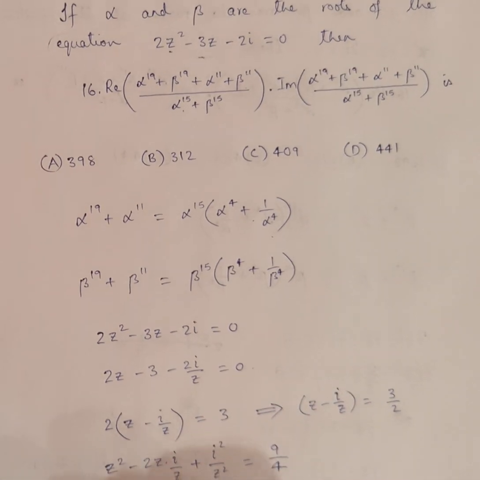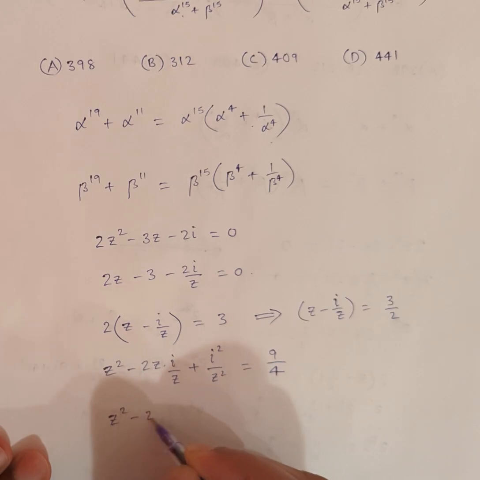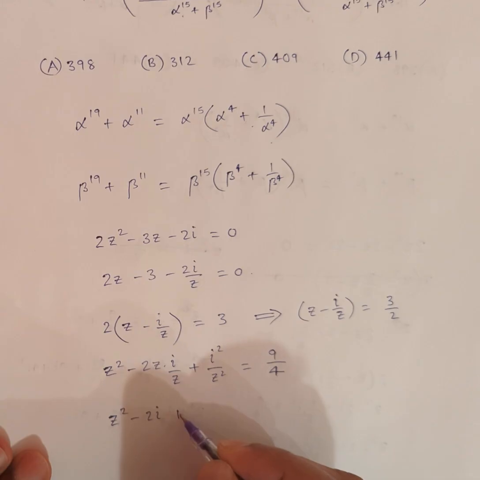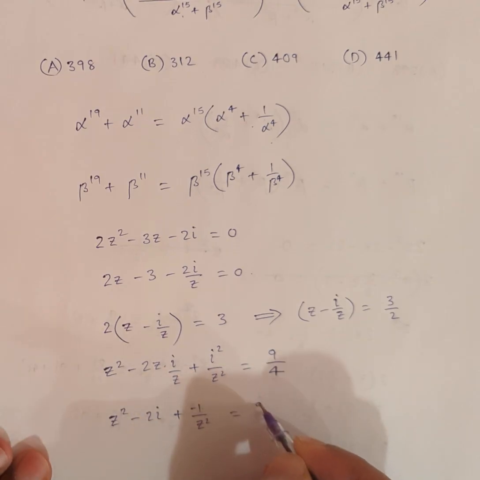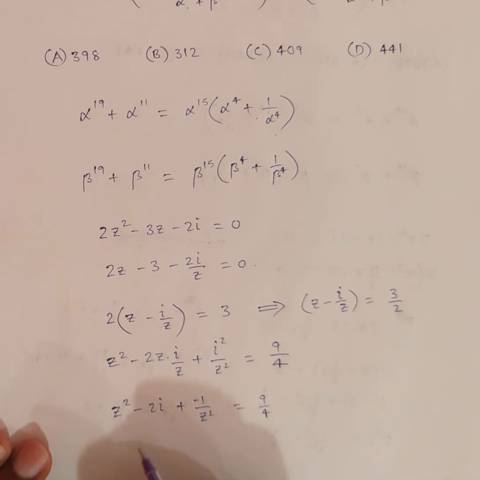So this way it simplifies to z squared minus 2i plus i squared over z squared. I squared is negative 1, so I can write z squared minus 2i minus 1 over z squared equal to 9 over 4. And now let's take the negative 2i to the other side. So what we have is z squared minus 1 over z squared equals 9 over 4 plus 2i.